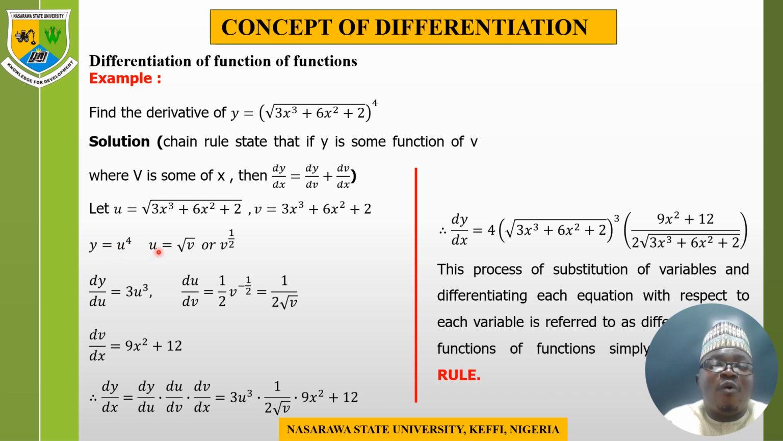Then when you differentiate y with respect to u, you are going to have this. Because the coefficient of u here is this. The power of x here is 4. 4 times 1 is 4.